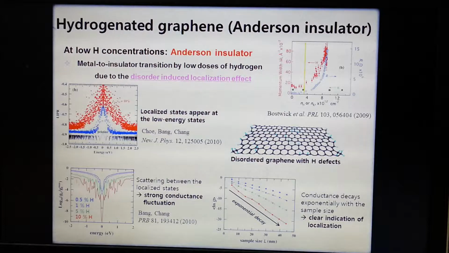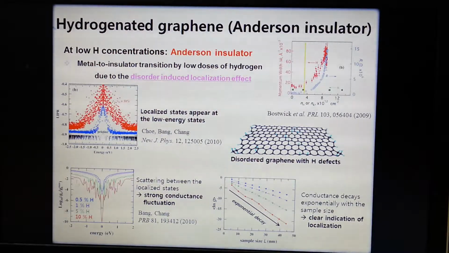On the other hand, and more interestingly, the metal-insulator transition was also observed even at very low hydrogen concentrations. The origin of the transition in this case is not the band gap opening, but the localization of electronic states. When a small amount of hydrogen is randomly distributed in graphene, graphene should be treated as a disordered system with hydrogen defects.